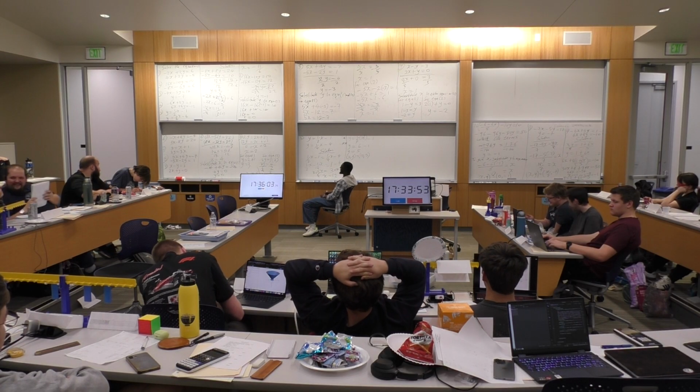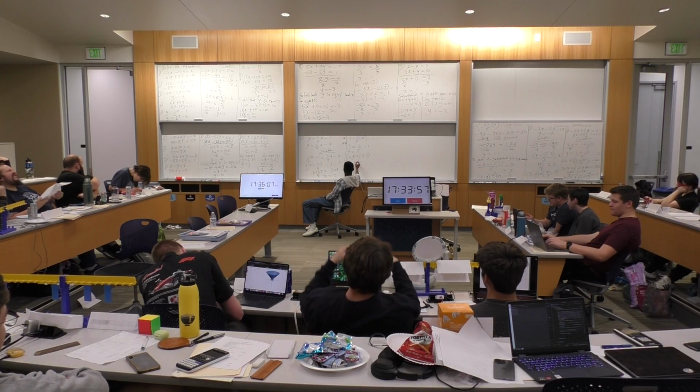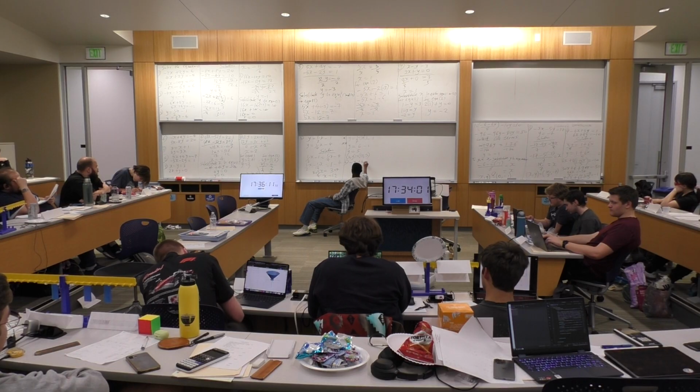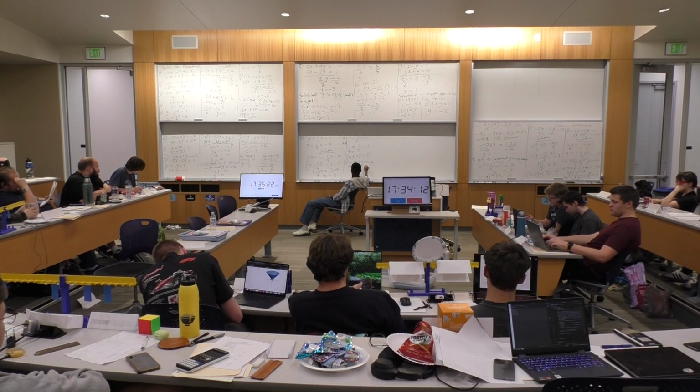Number 6 is negative x. Call it for me, please. Plus 4y equals negative 4. 5x minus 8y equals 20.